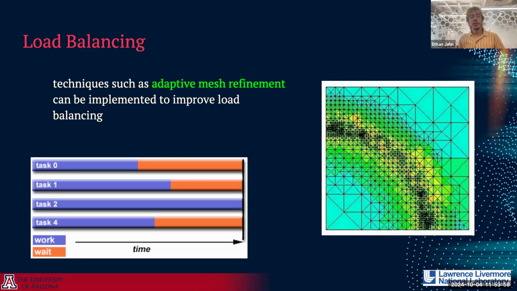So techniques such as adaptive mesh refinement can be implemented to improve load balancing here. Rather than dividing up the work evenly in space, you try to divide up space so that each segment of that space has more or less the same amount of work. So you can see here in regions of higher density, those regions of space are much smaller so that each processor that gets assigned to that region has less to do.